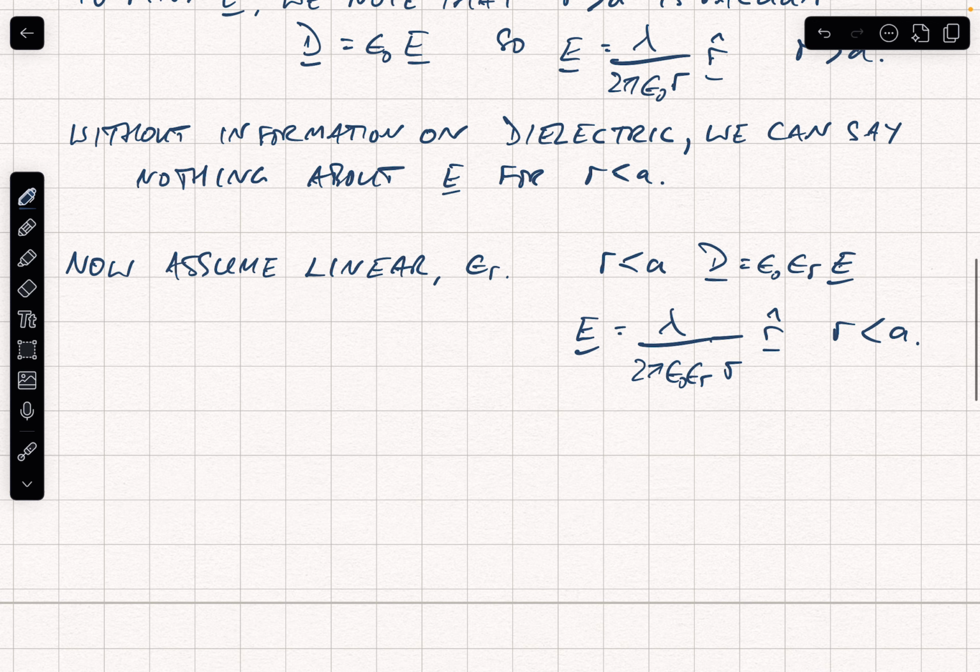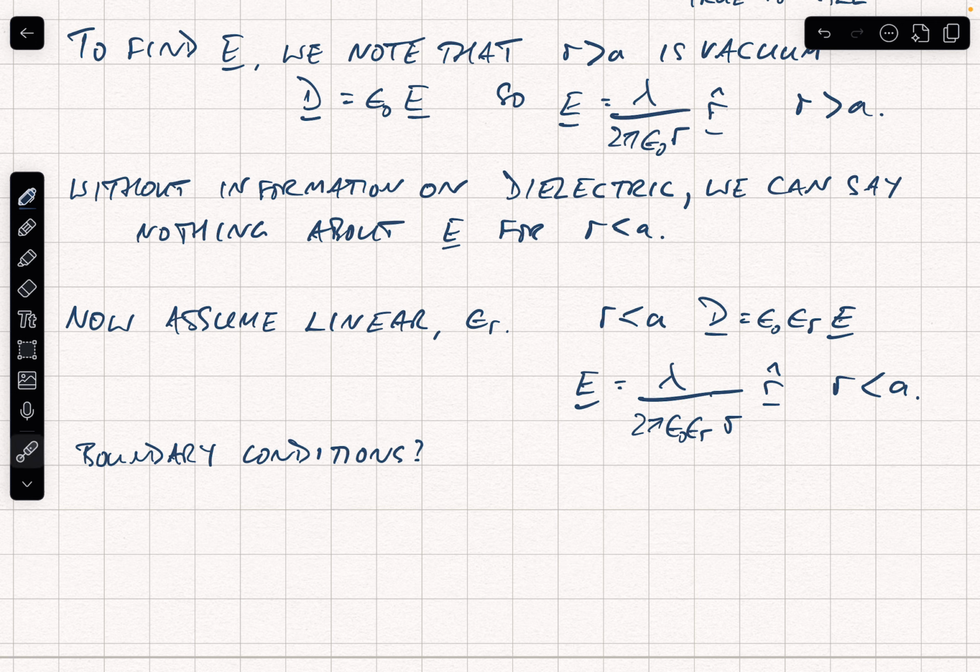Let's just do a quick consistency check. What about boundary conditions? Because you'll notice that there is a discontinuity in the electric field. We go from lambda over 2 pi epsilon naught r for R greater than A to lambda over 2 pi epsilon naught epsilon r for R less than A. So there'll be a discontinuity in E at the surface.